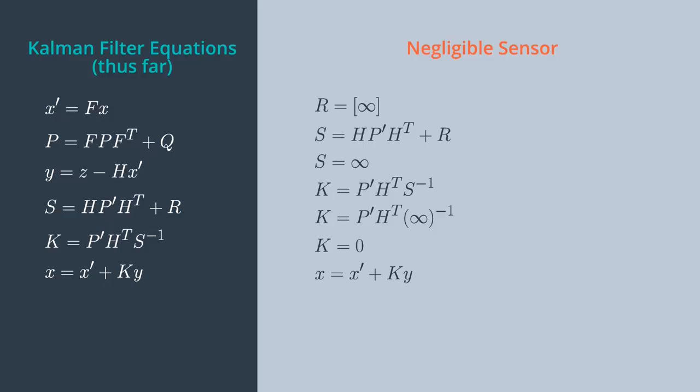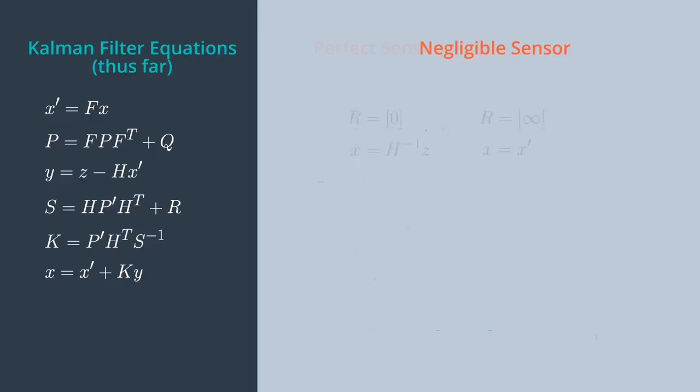The equation for the new mean would only have one term left, and so x is equal to x prime. In such a case, the new mean is equal to the state prediction, and the measurement update is not included at all as it is unreliable.